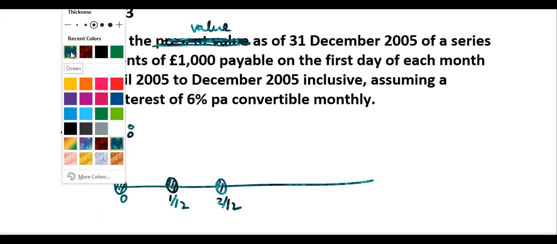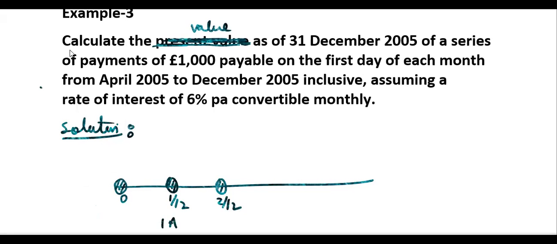You will be able to know why. This is 1 April. This is 1 May. Do that way up to 1 December. Count the number of payments. April, May, June, July, August, September, October, November, December. There are 9 payments. So all are included, these 9 payments. And you have to find on 1st December.